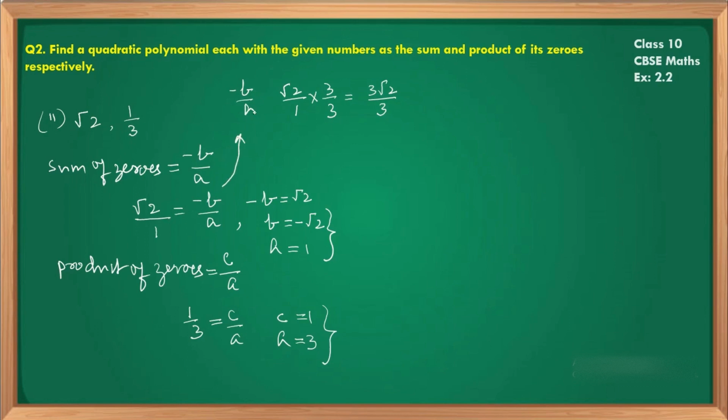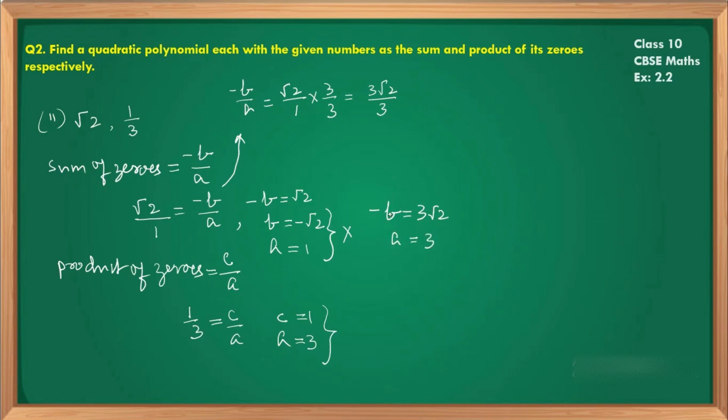Here we took minus B by A, which is equal to root 2 by 1, and we multiplied 3 to the numerator as well as the denominator, and we got this. Thereby the A value becomes 3 in both the cases. You can see this is now valid. We have minus B equal to 3 root 2 and A equal to 3.